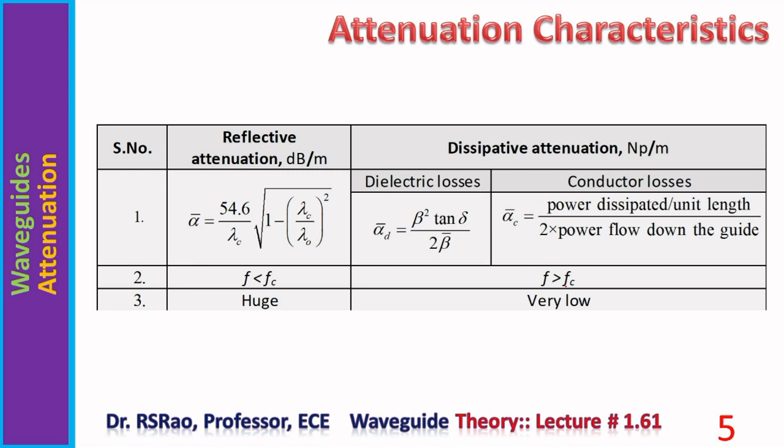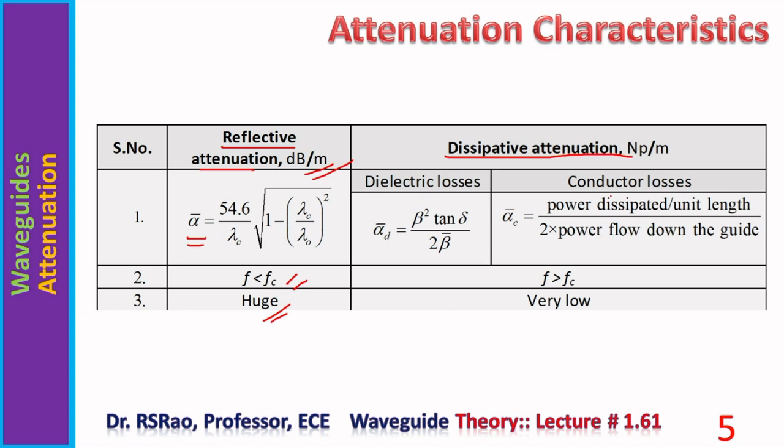In this particular tabular form, for reflective attenuation and dissipative attenuation, expressions are provided along with a comparison of characteristics of both. The attenuation constant due to reflective attenuation, alpha bar, is equal to 54.6 by lambda c times square root of 1 minus (lambda c by lambda naught) whole square. This is in decibels per meter. It comes into being when frequency is small compared to fc. Amount wise, it is huge.